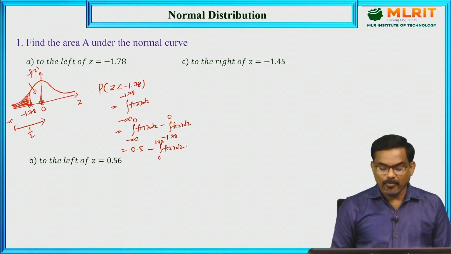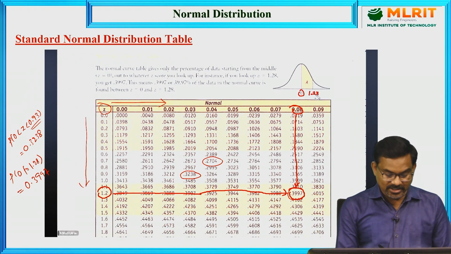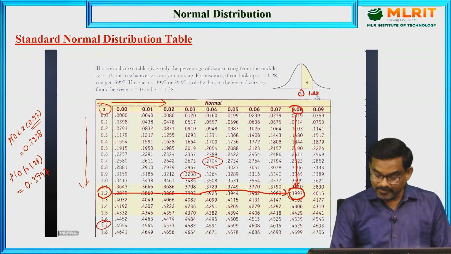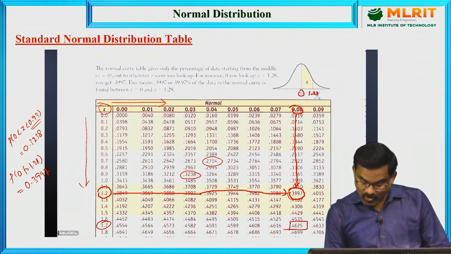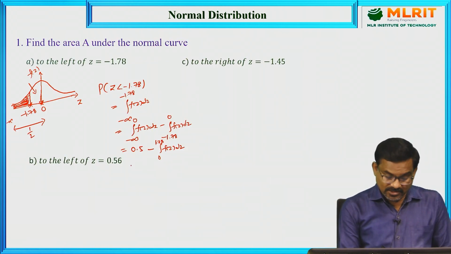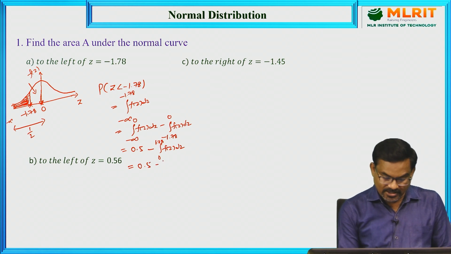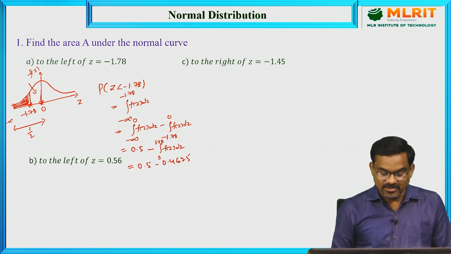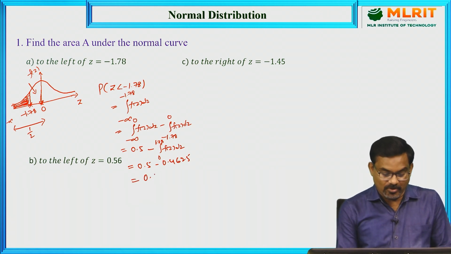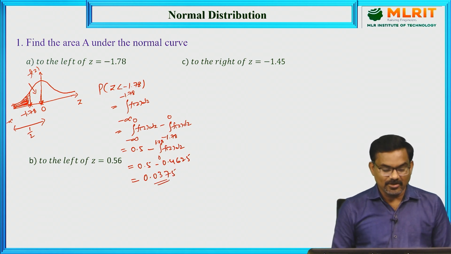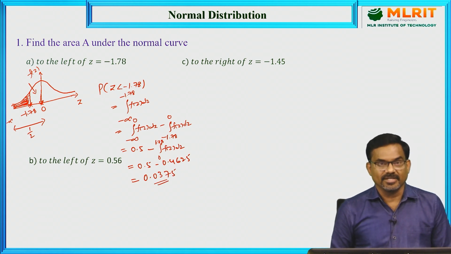Now 1.78, using the table, this is 1.7 and 8 means this column. So 1.78 gives 0.4625. So this is equal to 0.5 minus 0.4625 from the normal distribution table. So this gives 0.0375. So this is the area to the left of Z equal to minus 1.78.